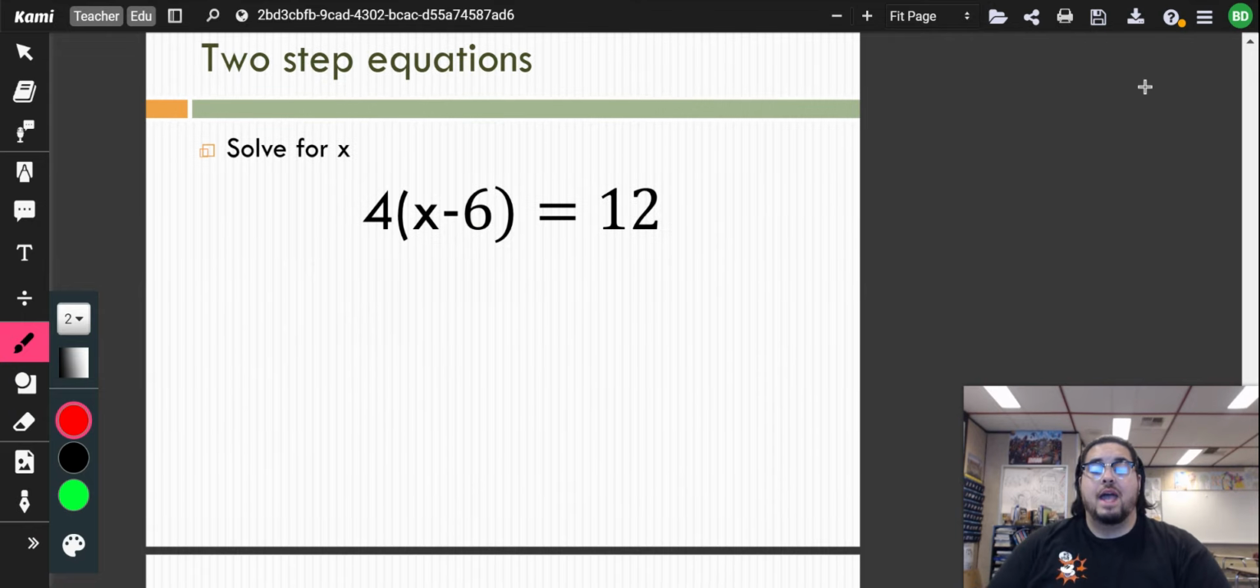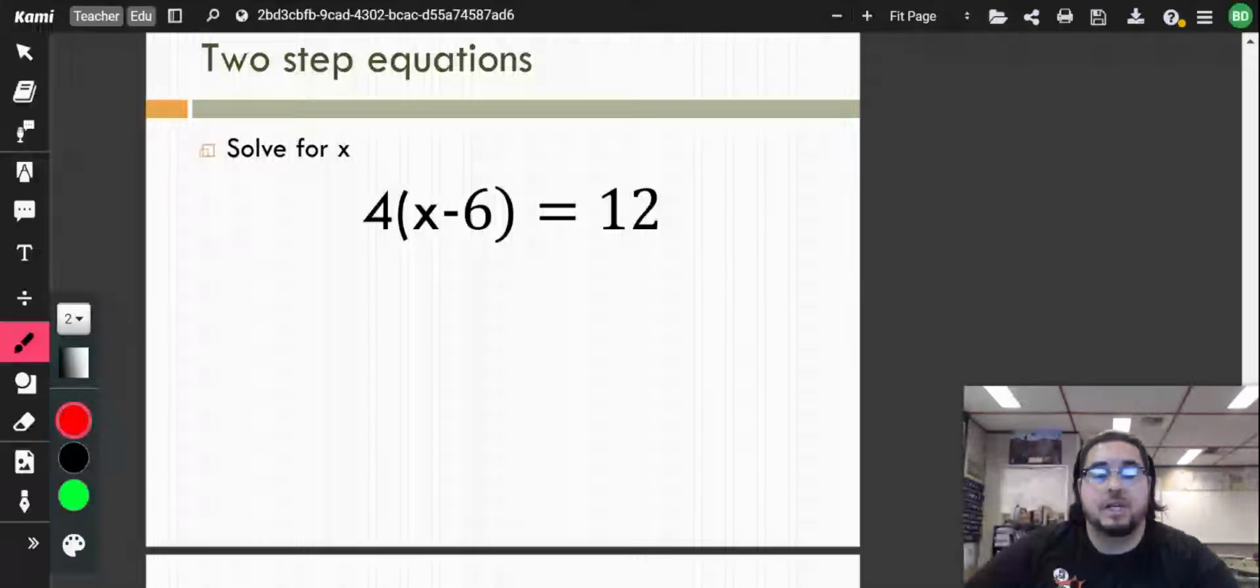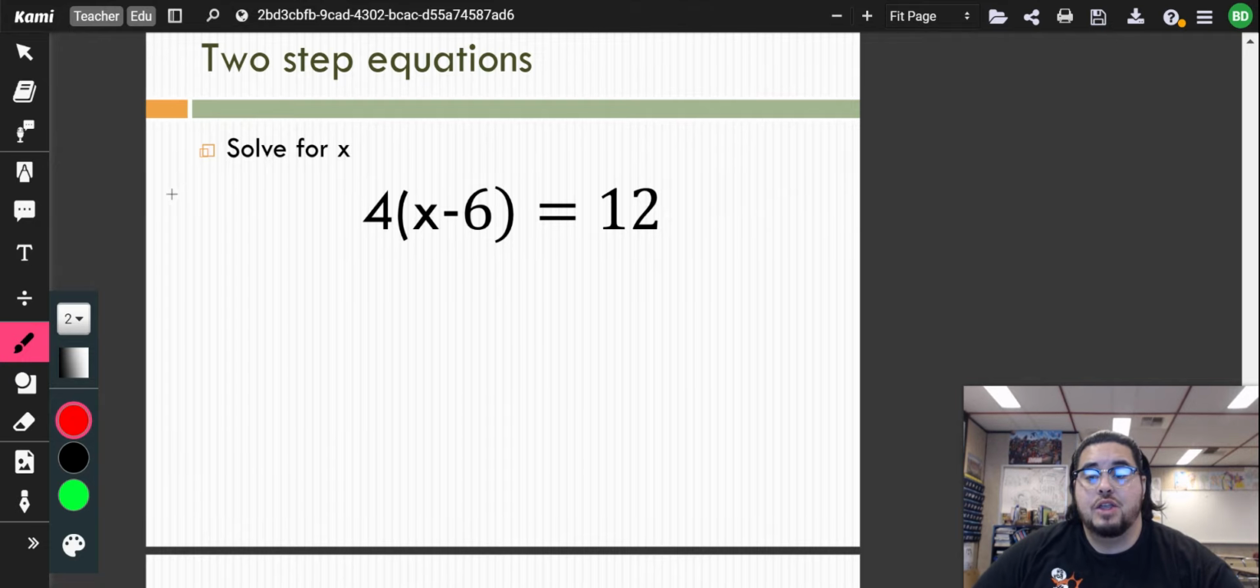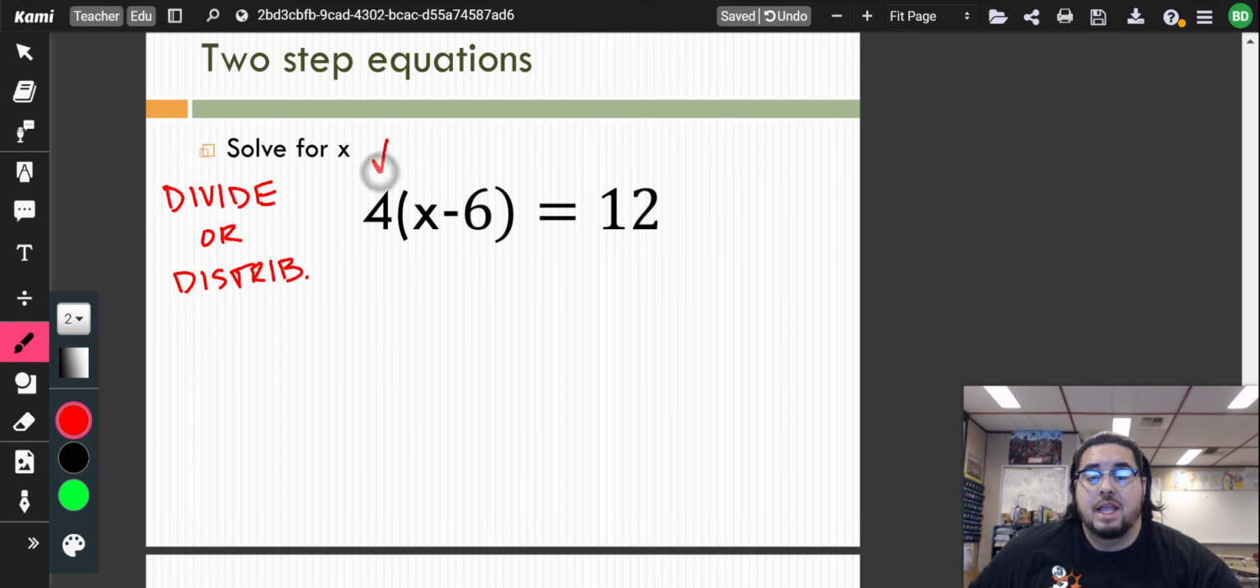Now, whenever you have a problem with distribution, there are actually two options here. You can either divide if both sides are divisible by the number you're distributing, or you can distribute. Okay, now I usually distribute, even though my students like to divide, just because distribution works all the time. It works all the time. Dividing only works if this number in front can be divided into the number on the other side.